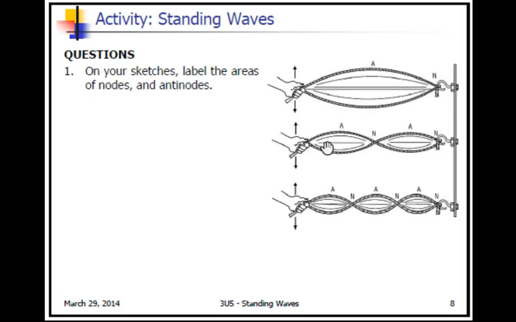Here on this wave pattern, we have A's at the top, antinodes at the top of the loops. The nodes are in between those loops and at the end. And again, antinodes at the top of the loops, nodes between the loops.